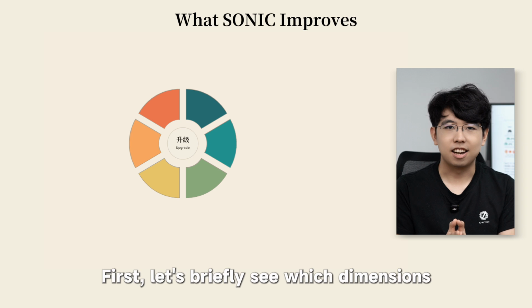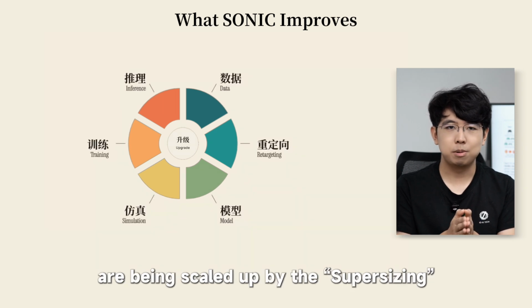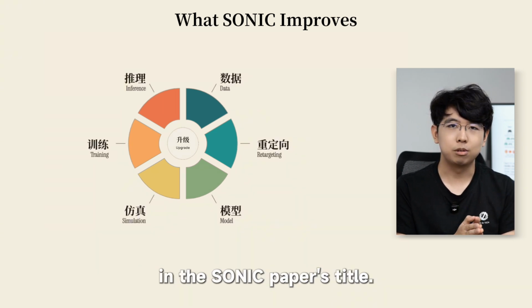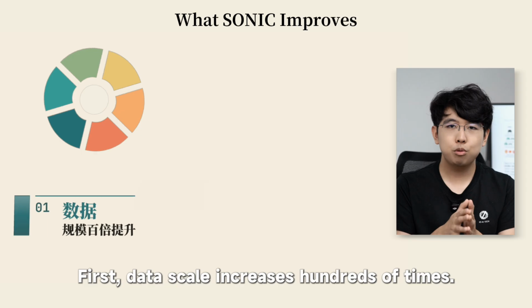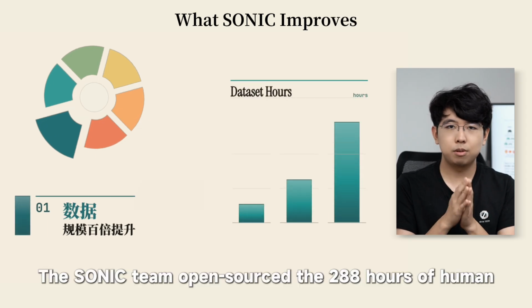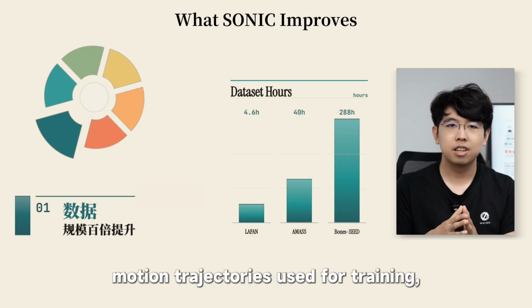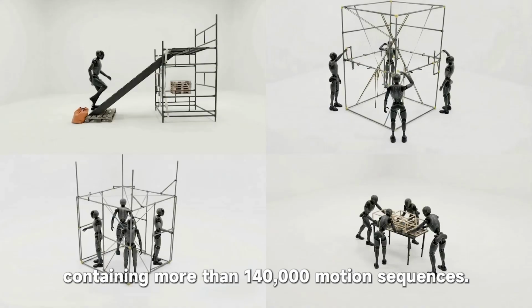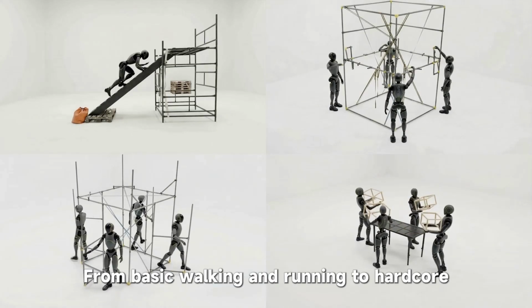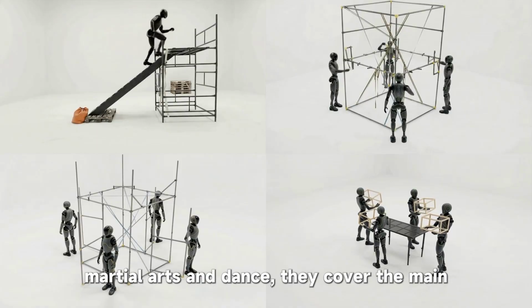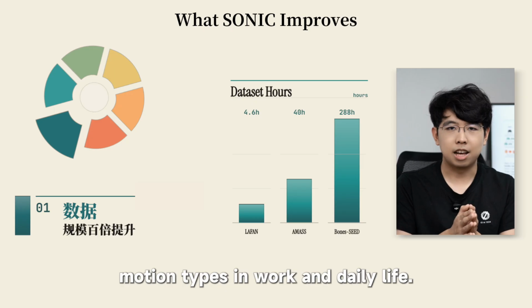First, let's briefly see which dimensions are being scaled up by the supersizing in the SONIC paper's title. First, the data scale increases hundreds of times. The SONIC team open sourced the 288 hours of human motion trajectories used for training, containing more than 140,000 motion sequences. From basic walking and running to hardcore martial arts and dance, they cover the main motion types in work and daily life.